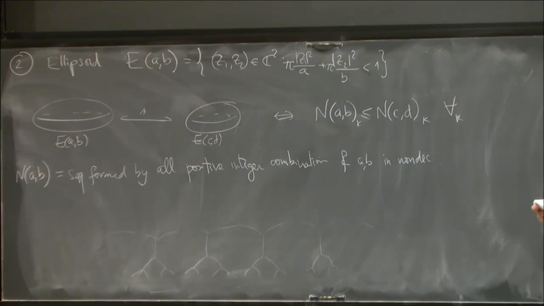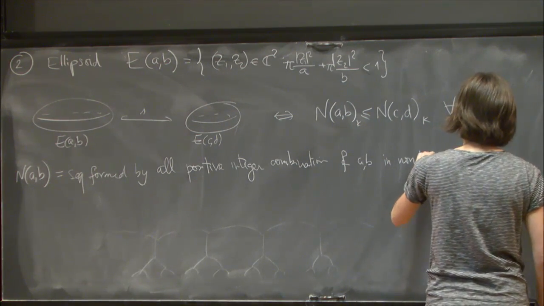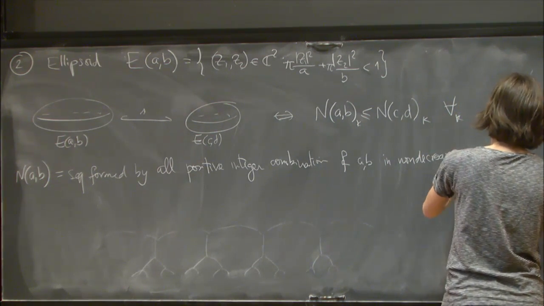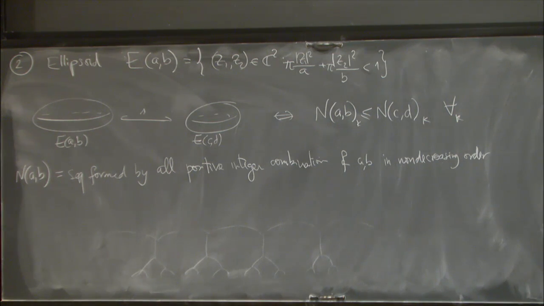Who is squared? Oh, the A and the B? No, I think this is in non-decreasing order. Yeah, I think it's so that the area is like A times B. Do you assume that A is less than B? Well, very soon I'm going to assume that A is equal to 1 and that B is called A. But I don't think you need to assume that. I mean, you get the same sequences. So a sequence formed by all positive integer combinations of A and B in non-decreasing order.